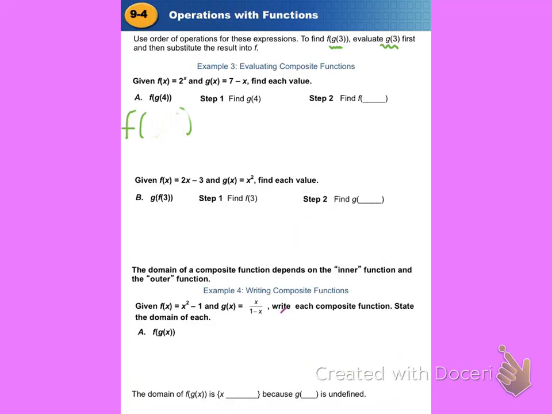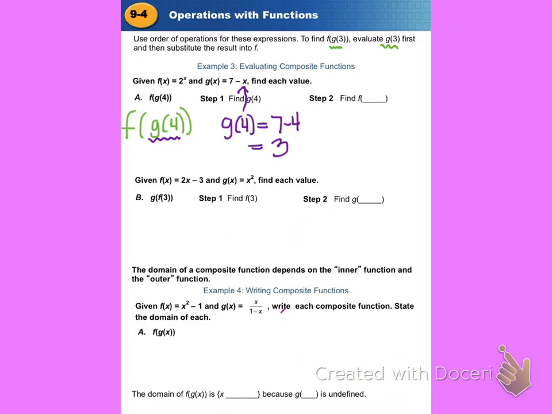Well, because this time it's not a number, what it's saying is take the value of whatever we get here, of the value of g of 4, and substitute it in for f. So the first thing would be to find g of 4. So g of 4 means I'm going to take 4 and plug it into this function right there. I'm going to plug that in wherever I see x, and that would look like this, 7 minus 4, and that would give me an output of 3.